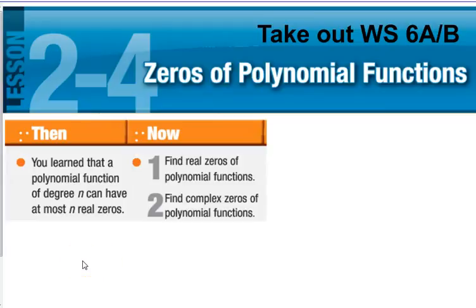Right, guys, yesterday we looked at the degree of the polynomial, and last week we talked about how the degree meant that's the maximum possible number of zeros. Today we're going to talk about how to find all of those zeros, sometimes when they're not real.